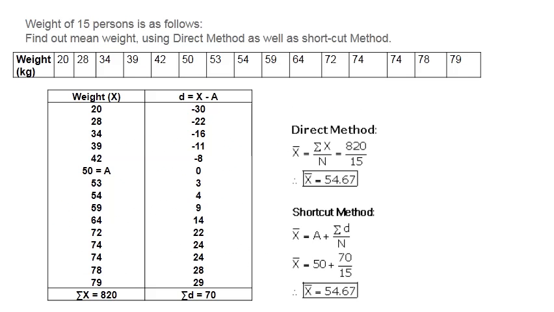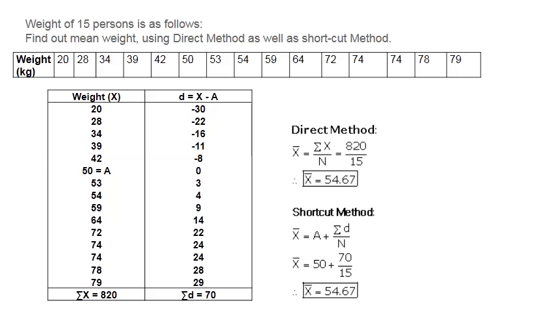One more individual series example, and this is how we can calculate mean with the help of the shortcut method or assumed mean method. Find out the mean weight of 15 students as follows, using the direct method as well as the shortcut method. I told you the shortcut method here stands for assumed mean method. Weights are 20, 28, 34, 39, 42, 50, 53, 64, 59, 64, 72, 74, 74, 78 and 79.